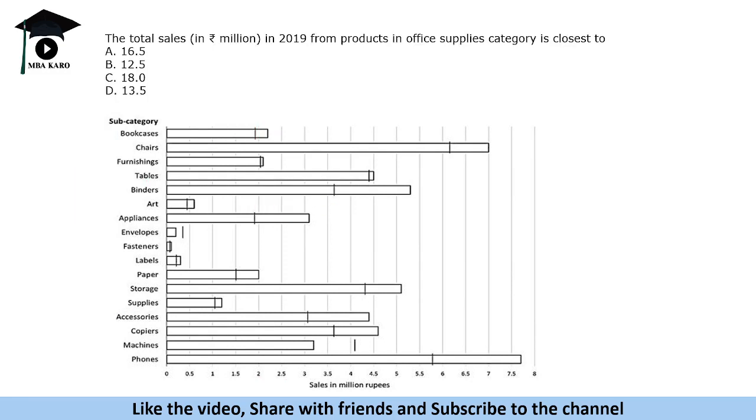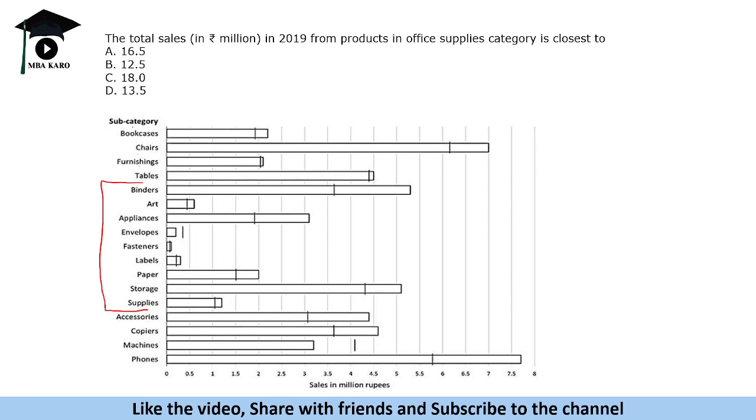So let's look at the first question. The total sales in rupees million in 2019 from products in the office supplies category is closest to. You do not need to find exact values because they may not be exact. Office supplies is the central category. The top four are furniture, the bottom four are technology, and these are office supplies.